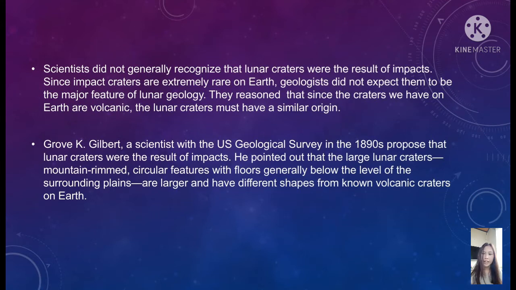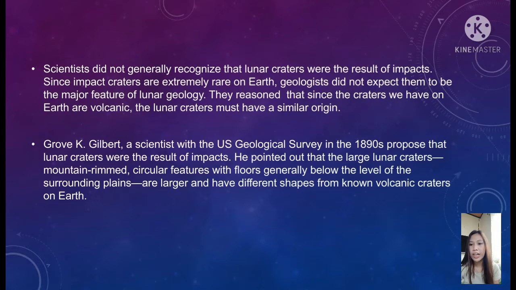Since impact craters are extremely rare on Earth, geologists did not expect them to be the major feature of lunar geology. They reasoned, perhaps unconsciously, that since the craters we have on Earth are volcanic, the lunar craters must have a similar origin. One of the first geologists to propose that lunar craters were the result of impacts was Grove Gilbert, a scientist with the U.S. Geological Survey in the 1890s.